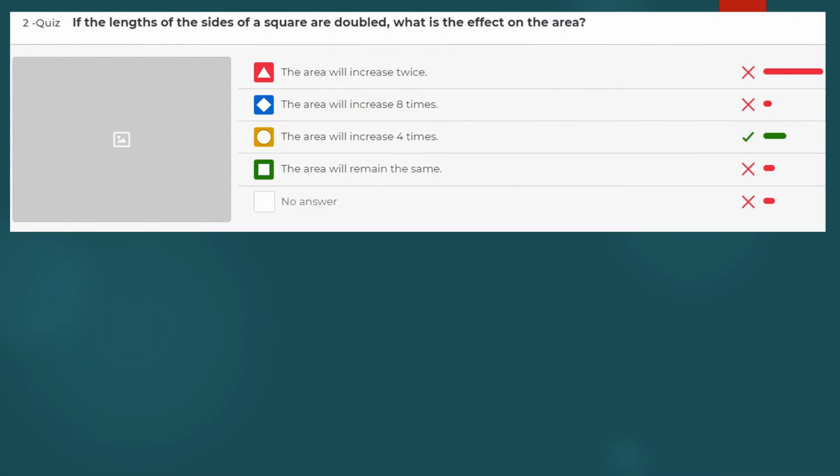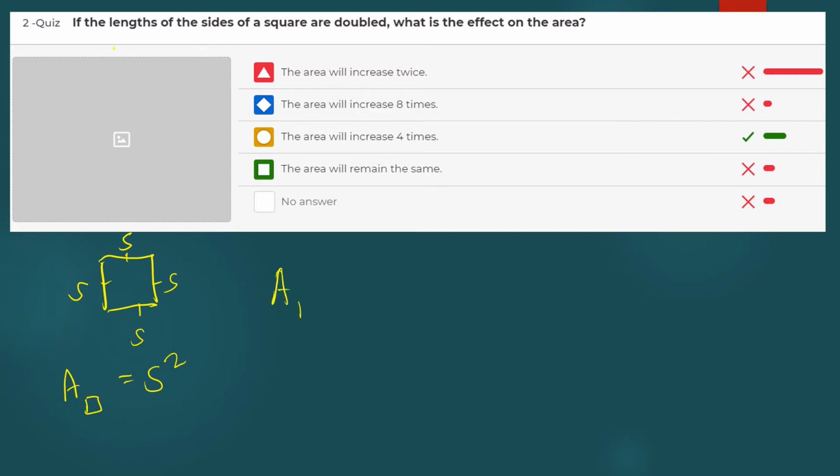Next item. We have question number 2. If the lengths of the sides of a square are doubled, what is the effect on the area? Okay, so what will happen here? So we're dealing with the area and the sides of a square. We have here the sides of the square. We know that all the sides are congruent. Okay, so to find the area of a square, that will be equal to s squared. Since we know that area is equal to s squared, in our problem it says that the length of the sides are doubled.